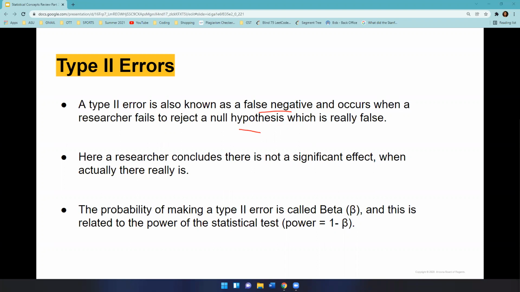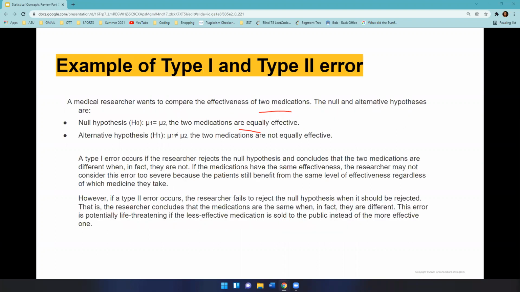Let's understand this again with an example. Suppose there was a research going on, and a researcher wants to compare the effectiveness of two medications. There were two medicines, A and B, and they want to compare their effectiveness. So the null hypothesis is that the two medications are equally effective, like both have equal effects.